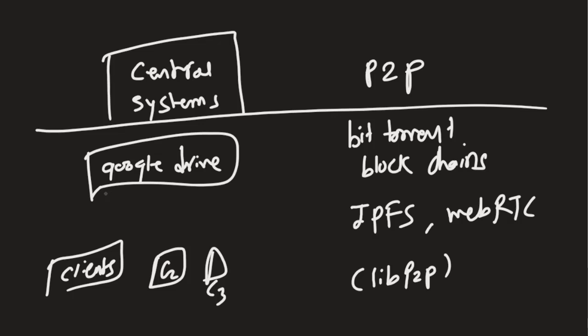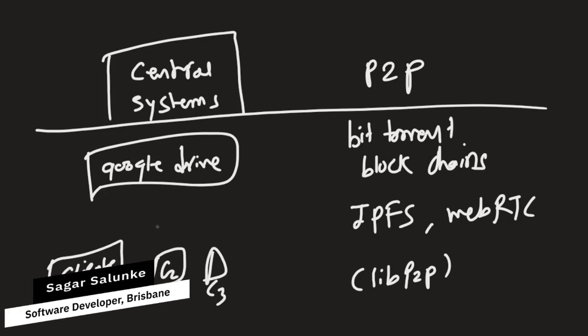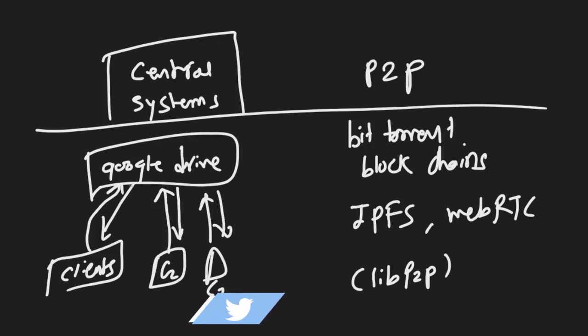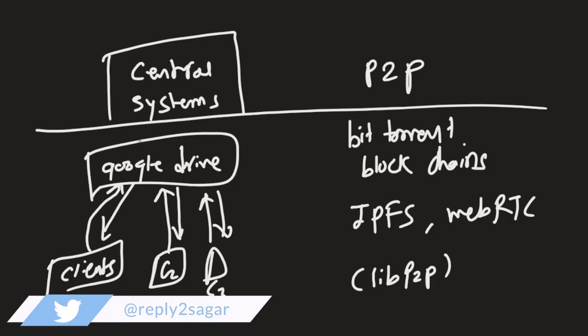For example, Google Drive. If you want to store data on Google Drive, you have to connect to the server and then save it. Or if you want to retrieve that data, you have to again connect to Google Drive and then download your files. Each client is going to do the same thing. So you can see that everyone is trying to access Google Drive, that is the central server.